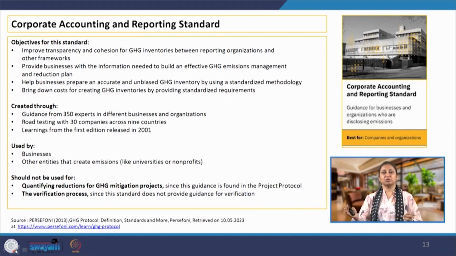We will come to this particular part as well when we start with scope 1, 2 and 3 emissions, that how do we do it. So, where the emissions are happening, how do we calculate them, how do we report them. All that mechanism we will come to later. But this particular standard does not help us in quantifying reductions for GHG mitigation projects. It is not for that, it is for regular businesses.